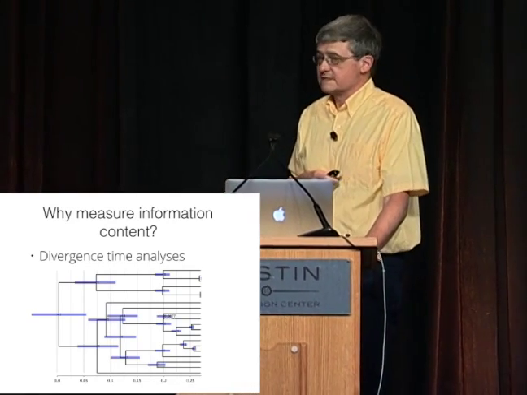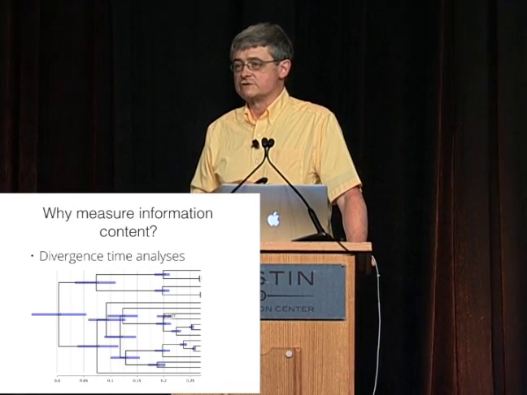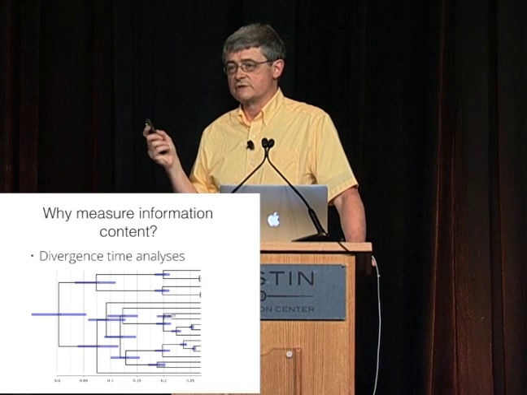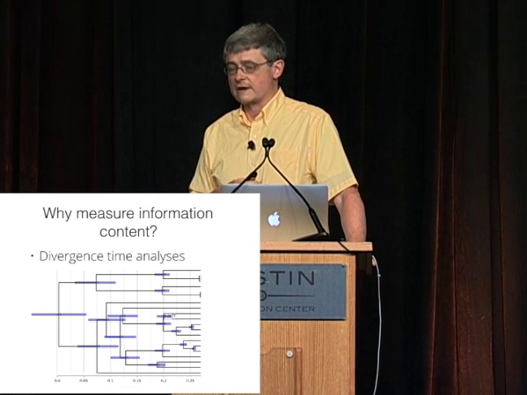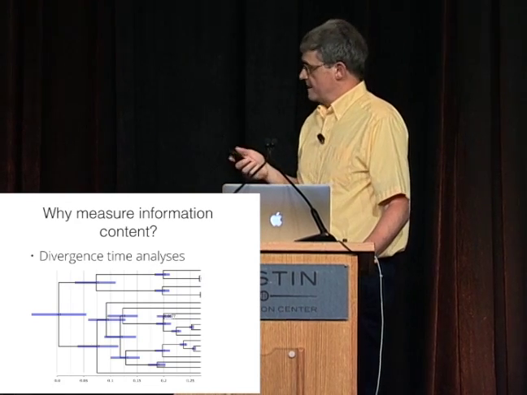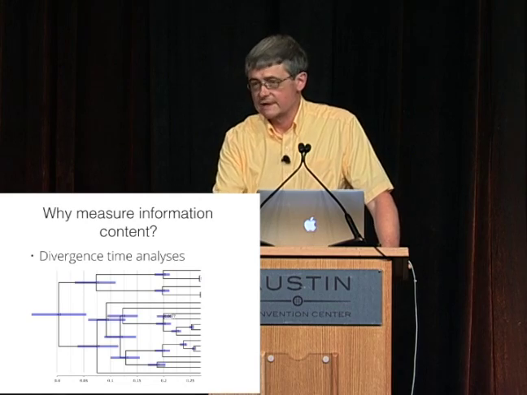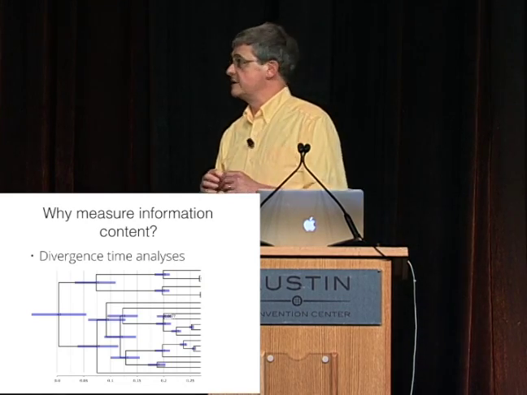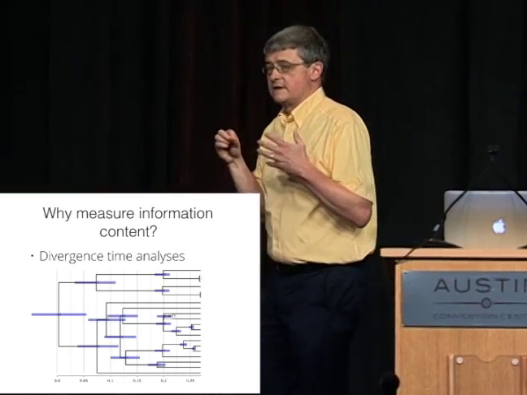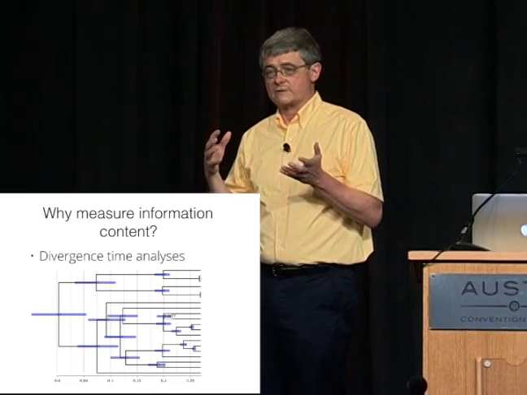And finally, divergence time analyses. This is something we haven't ventured into yet because this doesn't involve discrete tree topologies. It involves continuous parameters, and entropy measurements on those are a little more tricky. But there's definitely a reason to look at this because in divergence time analyses, the prior is vitally important in helping us separate rates from times.